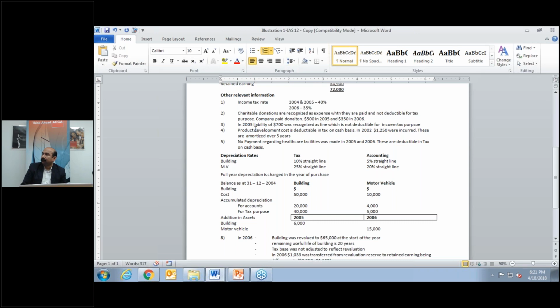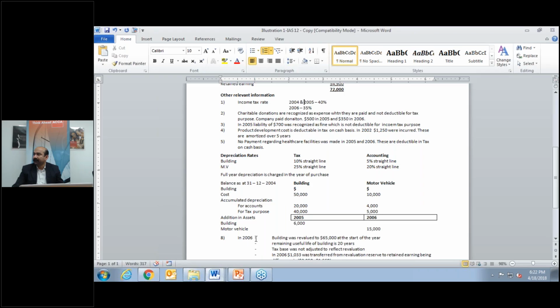In 2002, 1,250 were incurred. These are amortized over 5 years. No payment regarding healthcare facilities was made in 2005 and 2006. These are deductible in tax on cash basis. Then they have given us, like for 2004, cost of both assets, accumulated depreciation on this date for both assets, and tax depreciation for both assets. So from this we can calculate tax base of the property, plant and equipment at 31st December 2004.